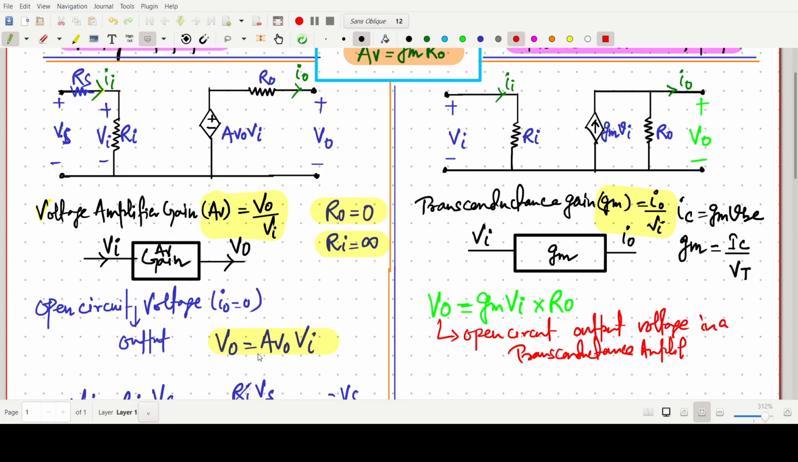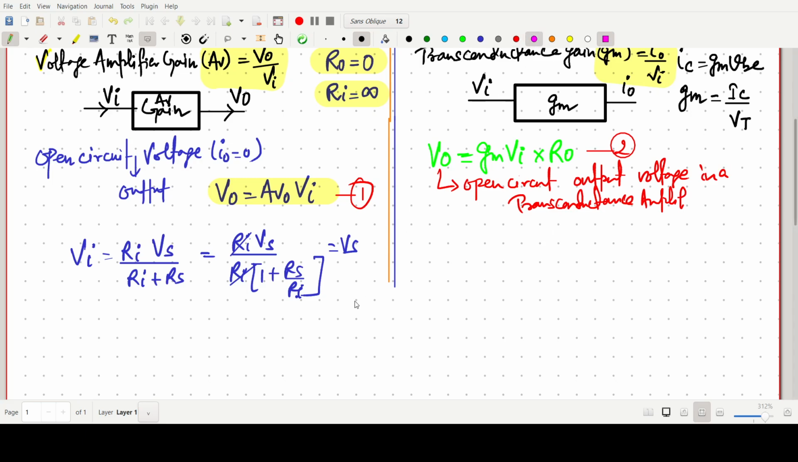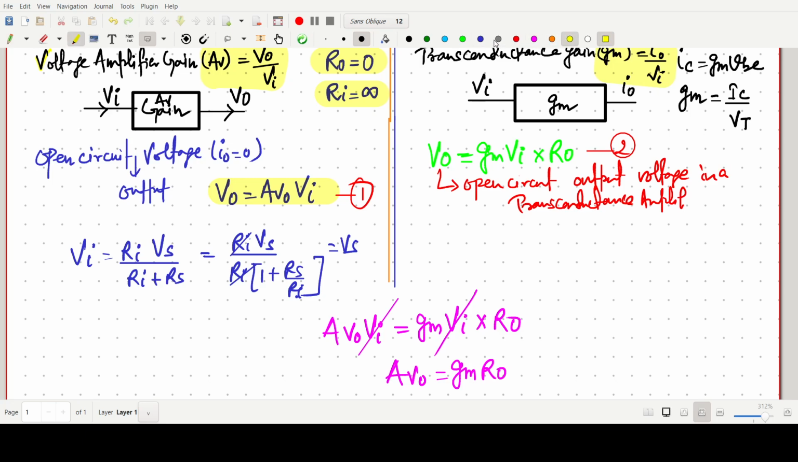So we can easily write, say this equation number 1, and this equation number 2. If we equate both the voltages, we can write AV naught Vi equals Gm times Vi into the output resistance. So this Vi and this Vi cancel out. So AV naught equals Gm times R naught. So this is the relationship: the open circuit voltage gain of the voltage amplifier is the transconductance Gm into R naught.